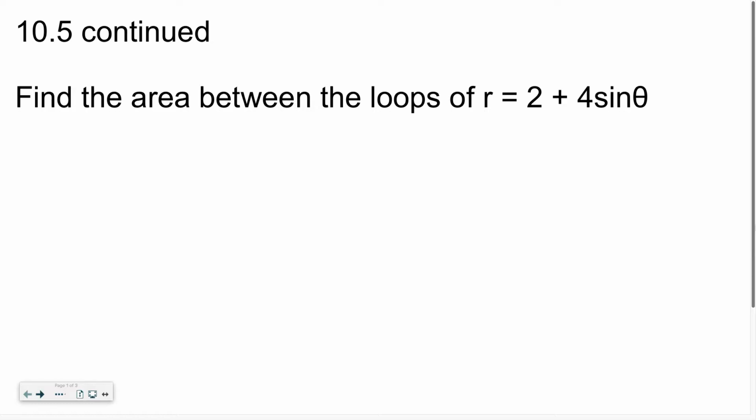So we are either going to be talking about 2 curves and an area between, or 1 curve and an area between, like maybe a feature of the curve. So in this case, we have a loop, correct? We have a limaçon. And so I don't really care about the area of the, well, I care about the area between the loops.